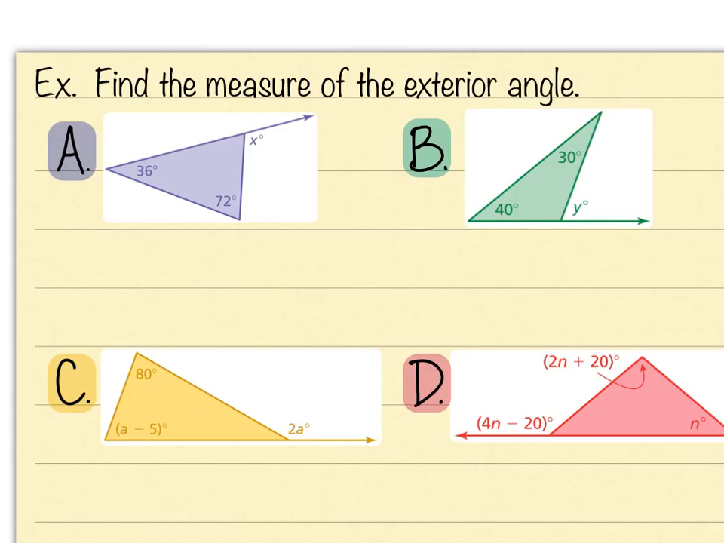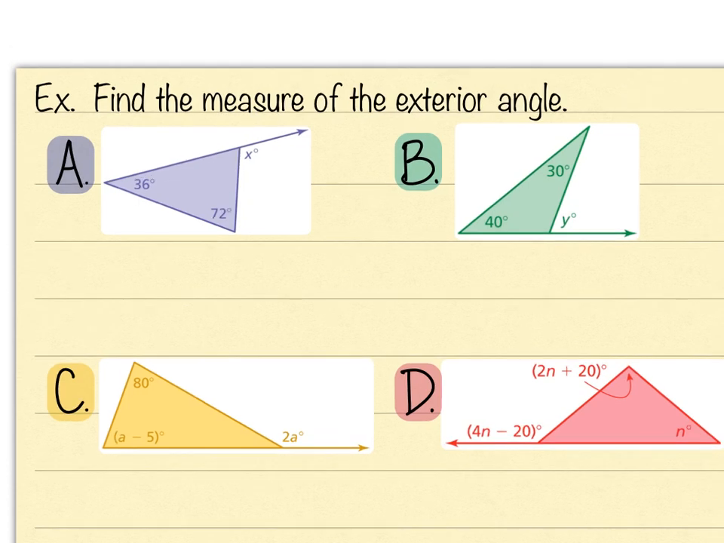So let's find the measure of each exterior angle. Now, it's asking us for the actual measure of the exterior angle, so I'm not just going to find X or Y or Z. I'm actually going to find out what the measure are. So I guess in example A and B, I'm finding X and Y, but once we get down to example C and D, I'll want to know exactly what that exterior angle measures. So I'm going to be labeling in degrees, which is kind of important to note here.